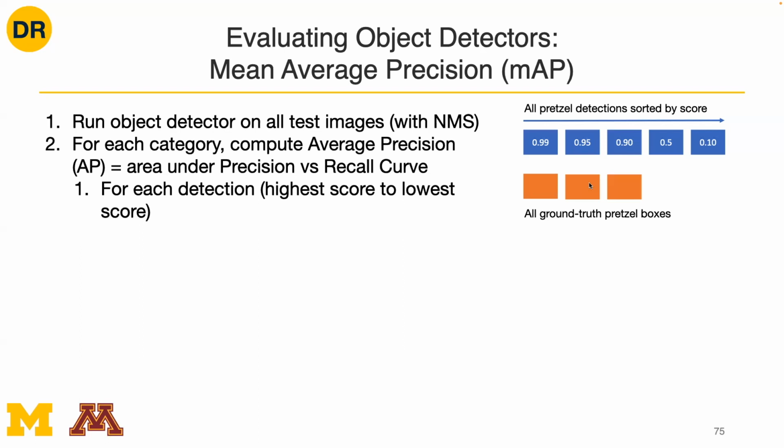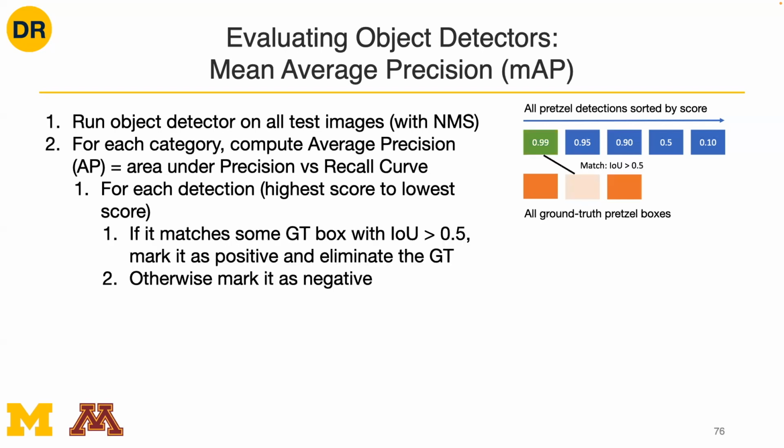So the first thing we're going to do is step through all of the detections and try to evaluate, essentially at different thresholds, what our model's precision and what our model's recall is. And then that will be how we define the precision versus recall curve.